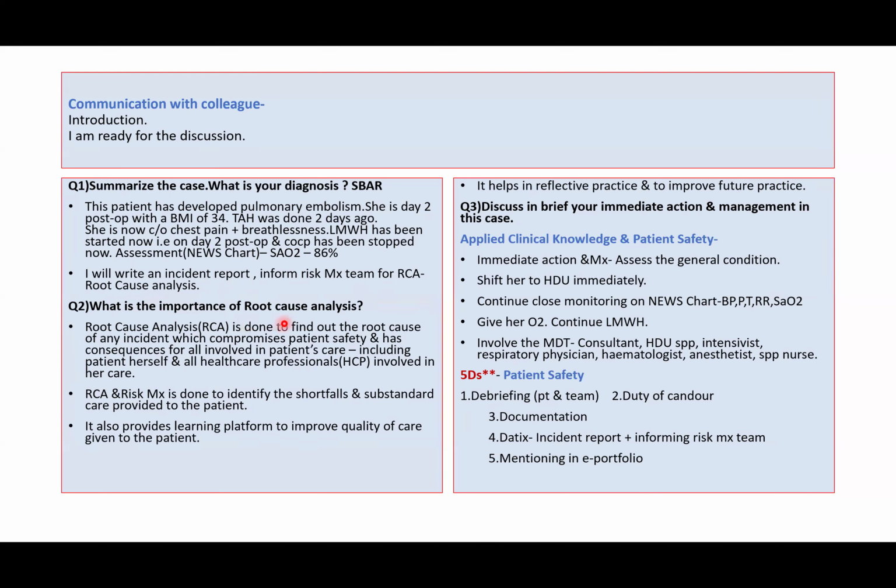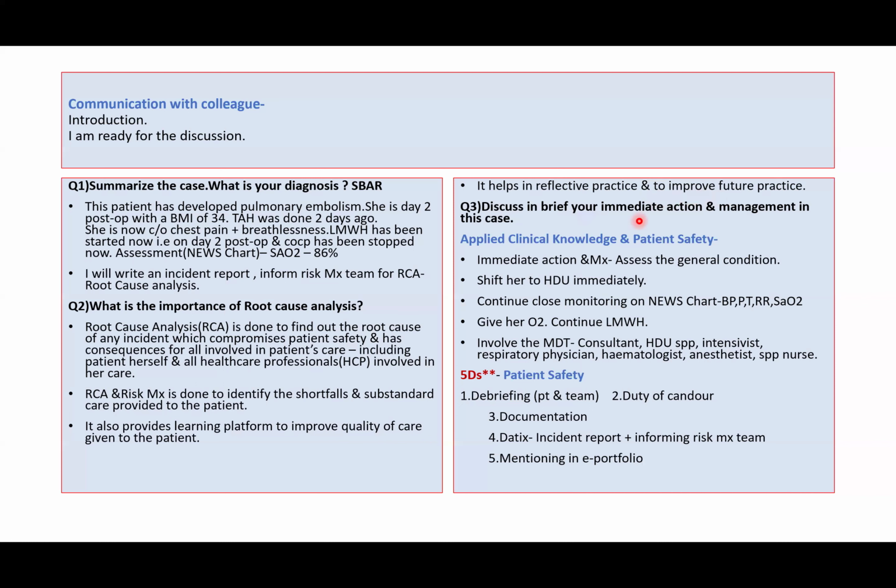So what is the importance of root cause analysis? Few points you have to memorize. It is done to find out the root cause of any incident which compromises the patient's safety. It has consequences for all involved in the patient's care, including the patient herself and all healthcare professionals involved in her care. RCA and risk management is done to identify the shortfalls and substandard care provided to the patient. It also provides the learning platform to improve quality of care given to the patient. It helps in reflective practice and to improve further practice.